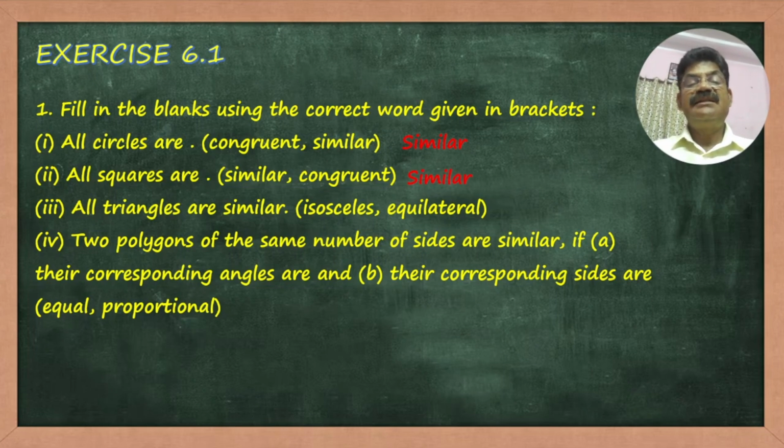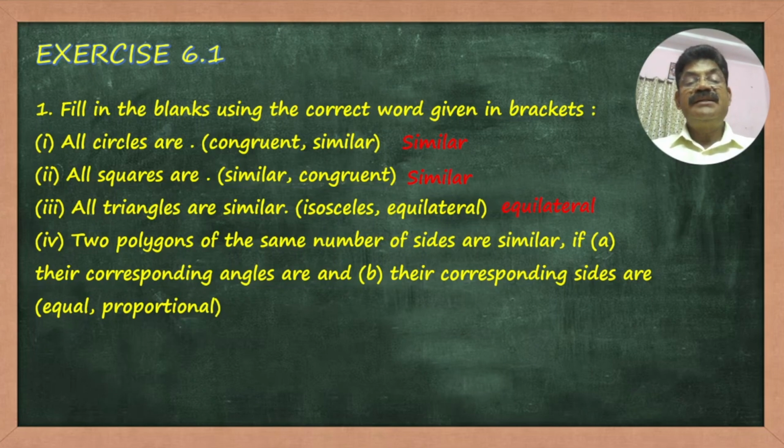All triangles are similar. In that case, the triangles are isosceles or equilateral. Which is the correct answer? Isosceles triangles, only two sides are equal. When you take two isosceles triangles, the two sides may be in the same proportion, but the third side need not be in the same proportion. Therefore, the answer is equilateral. So all equilateral triangles are similar.